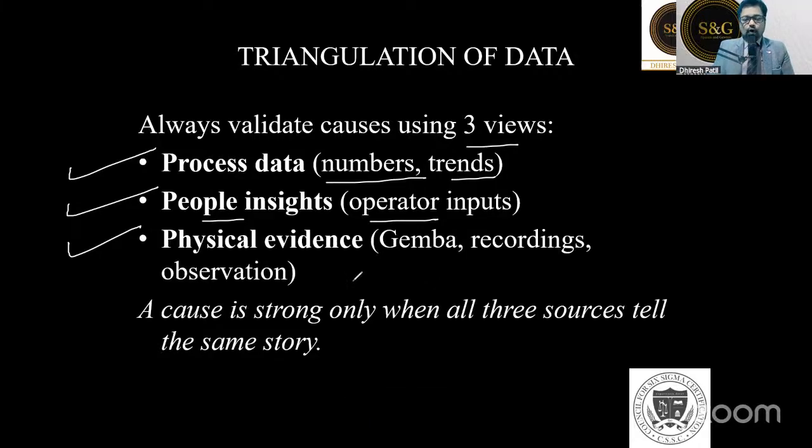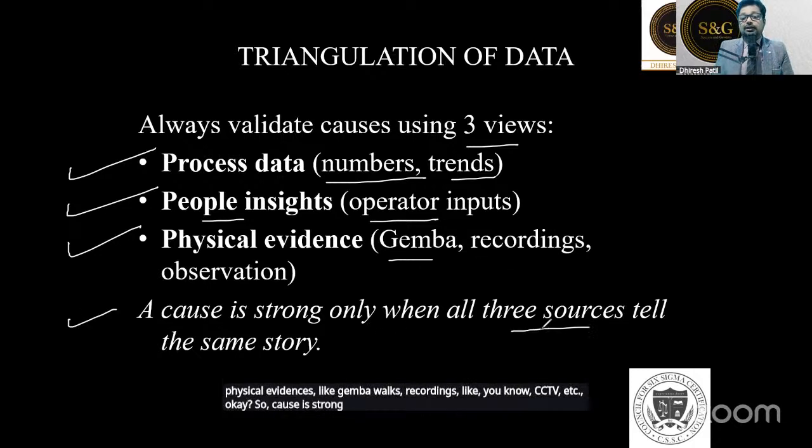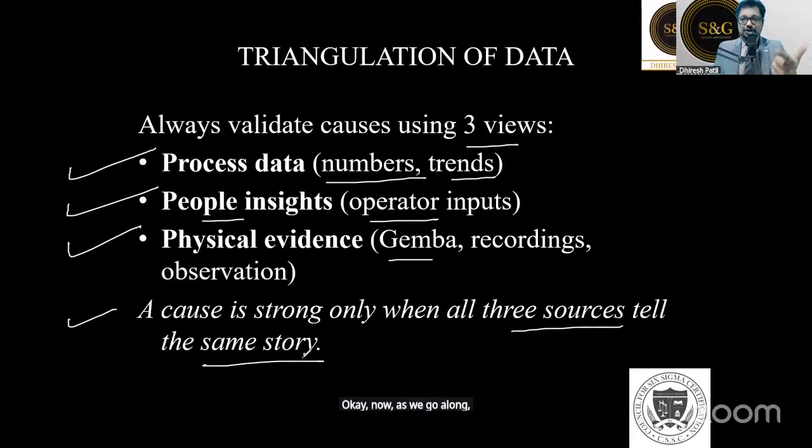So first you check the process data, collect people insights after speaking with the people, and check physical evidence like Gemba walks, recordings like CCTV, etc. So a cause is strong only when all three sources tell the same story. Are you understanding this? As we go along, the validation will prove this point. But if all three are telling the same story, then it really makes sense.